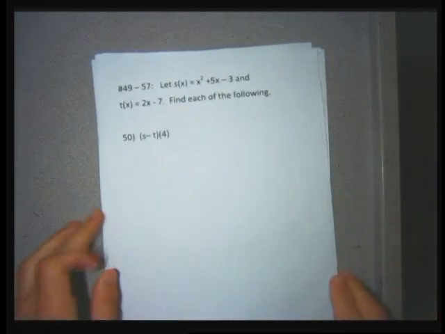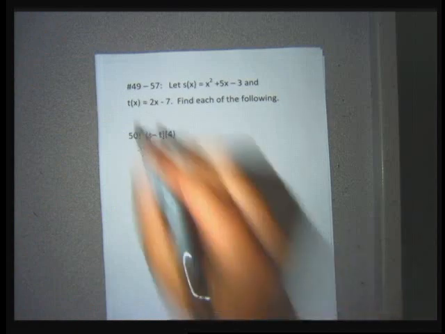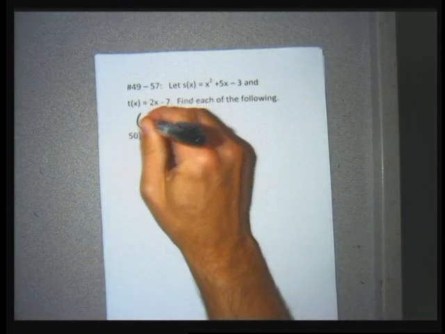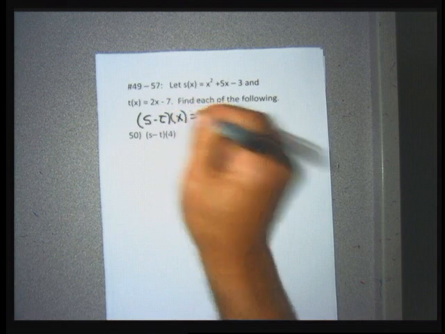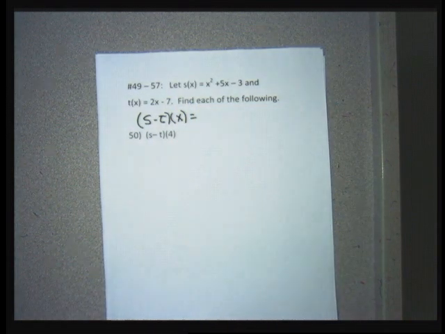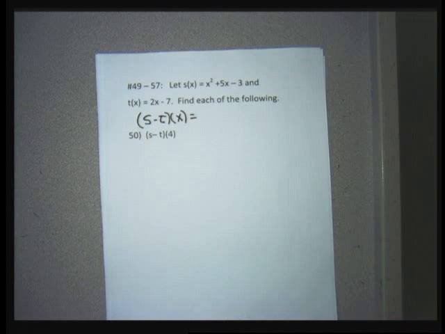Problem 50 pulls out new functions, calls them s and t, but there's no difference in problem 50 than the last problems other than the function names. But the idea is going to be the same. To find s minus t of 4, I'll find s minus t of x.